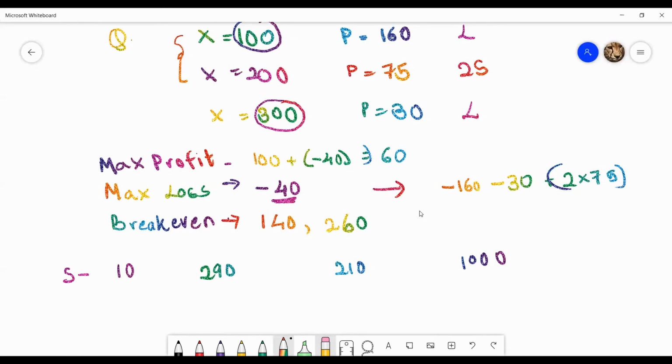10 is less than 100 by 90, right? But you know that your maximum loss is 40, and that is why you have a range of 40. This will eventually come out to be minus 40.